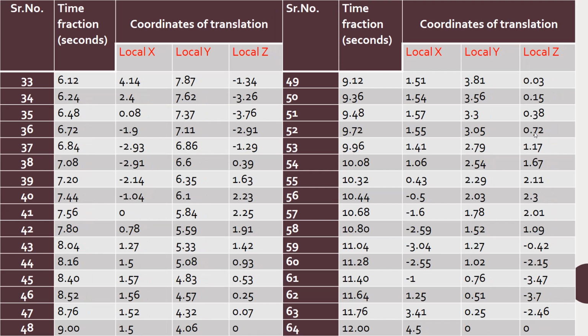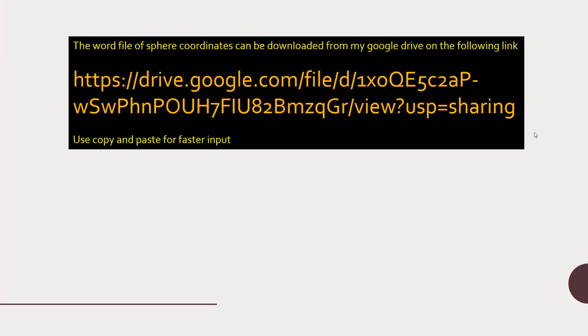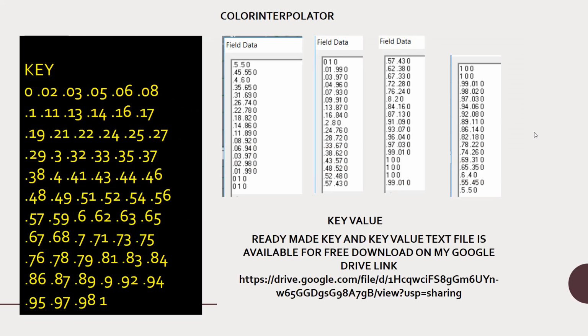So there are 64 keyframes, and every time the ball is changing its local XYZ coordinates. So the required Word file is available on this particular link. You can download this, copy and paste the coordinates. That will be very easy, and it will complete your task within a specified time.